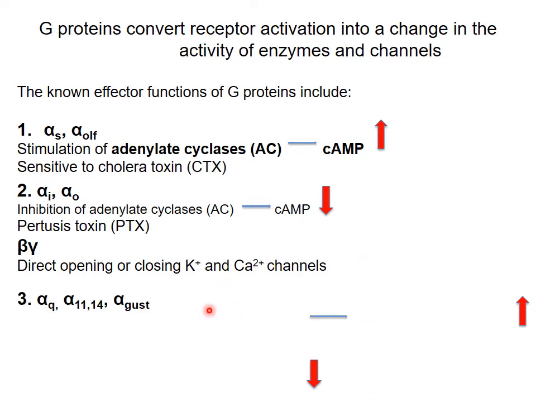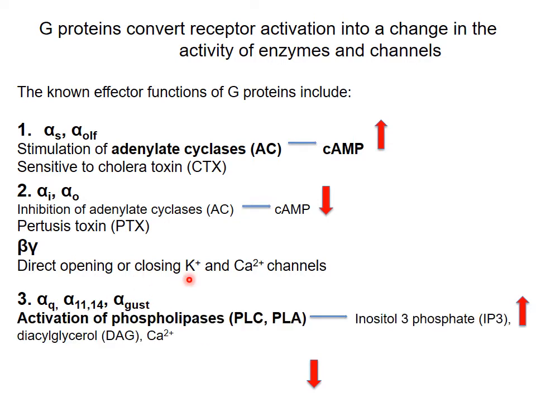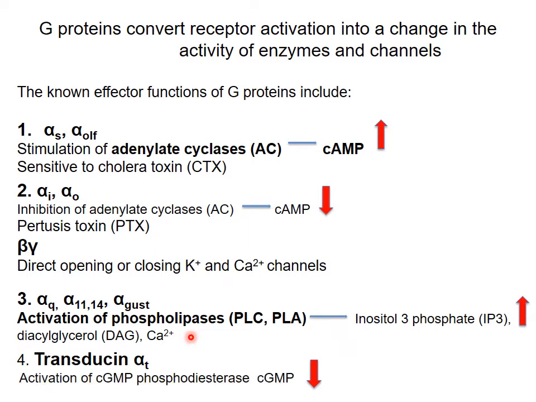Then we have alpha Q, alpha 11, 14, and gustducin, which is the one that plays a role in taste. You will see in taste we have many different alphas, but their basic activity is to activate phospholipases, which will then lead to production of inositol triphosphate and diacylglycerol, and also increase cytoplasmic calcium levels. And finally, the fourth is transducin, alpha T, which is very important in vision. In this case, it's going to activate cGMP phosphodiesterase and decrease the amount of cGMP in the cells.